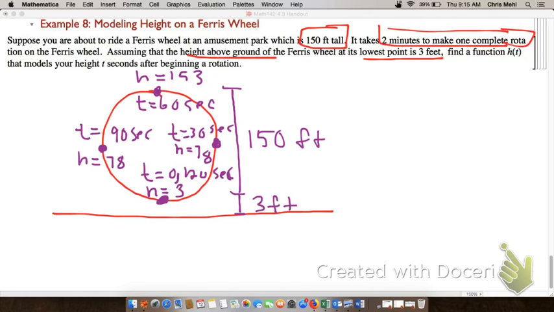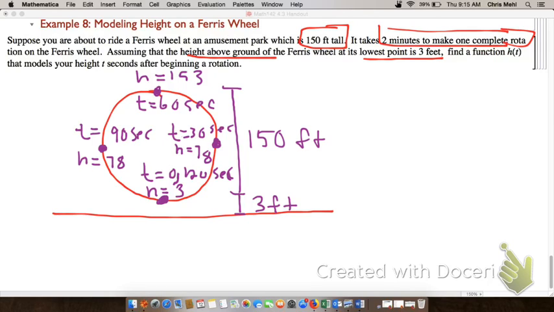that's supposed to be a comma right there, not a decimal. So at 0 and 120 seconds, your height will again be 3 feet. So what you're going to do, and sorry that picture's a little bit cluttered, but I'm going to use those input values, which would be the time, and the outputs, which would be the height, to now sketch a graph of our function.